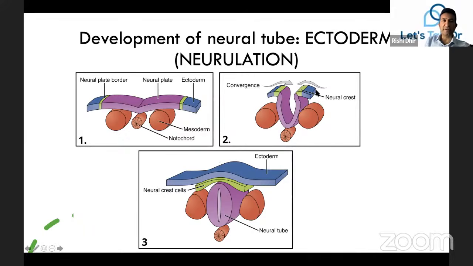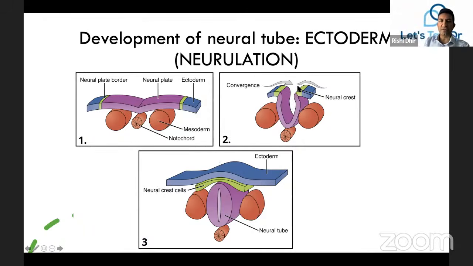Now, by the end of week 3, you get these neural folds. What happens here is the lateral parts of the neural plate become elevated, and they move together to form these folds, which you can see here, converging together. That's the important point to remember there. You have in the center a neural groove, which is basically a depressed region created by this folding process.